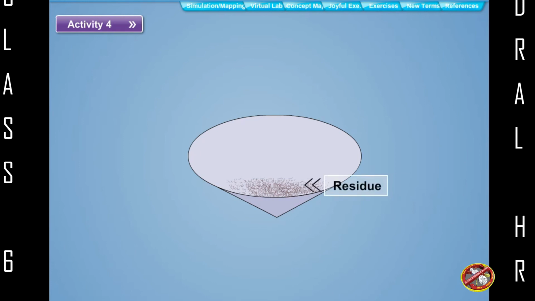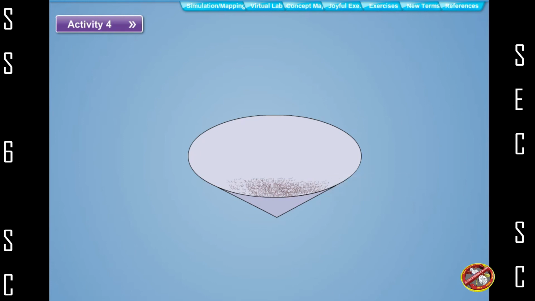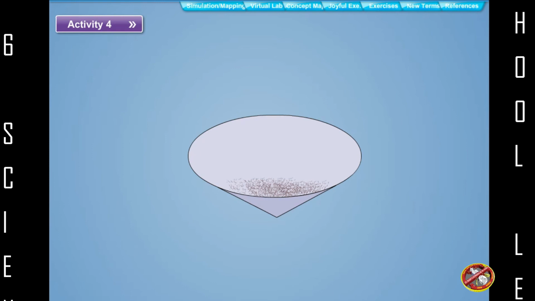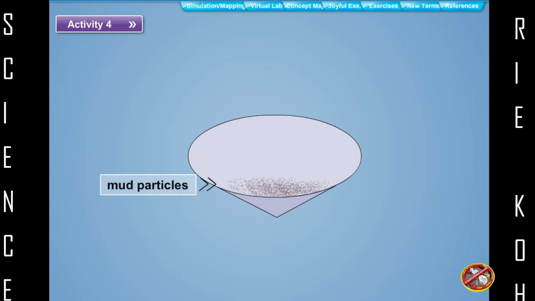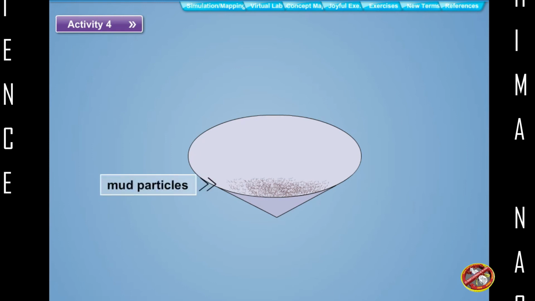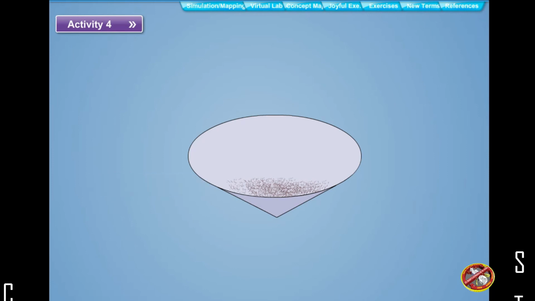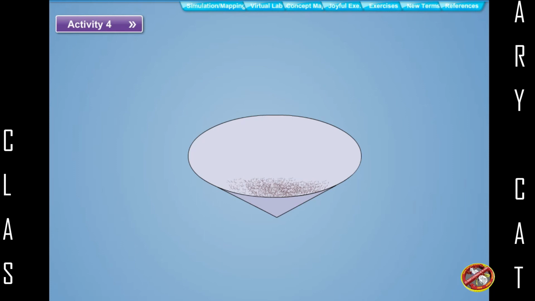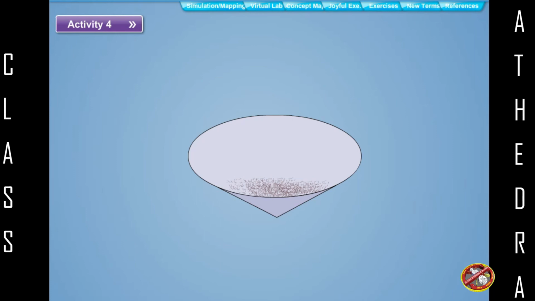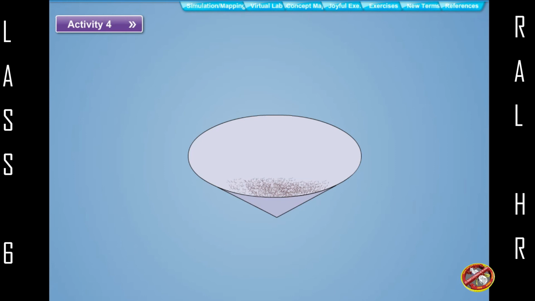This is called residue. Conclusion: the mud particles, being bigger in size, cannot pass through the filter paper and remain behind on the filter paper. In this way, mud and water can be separated from the mixture by the process of filtration.